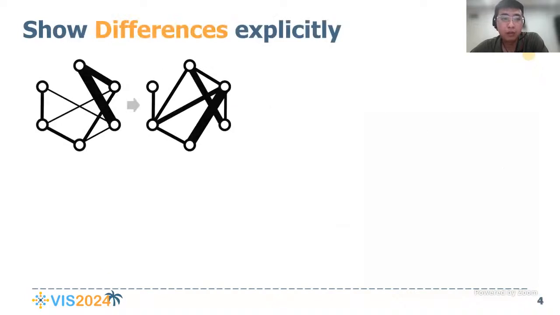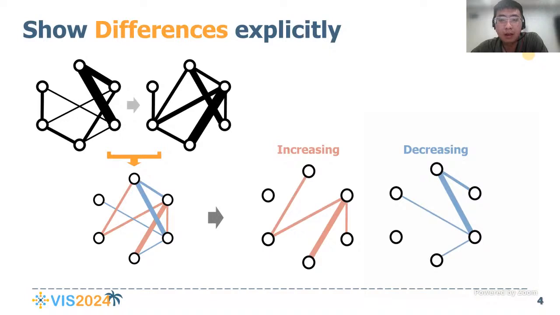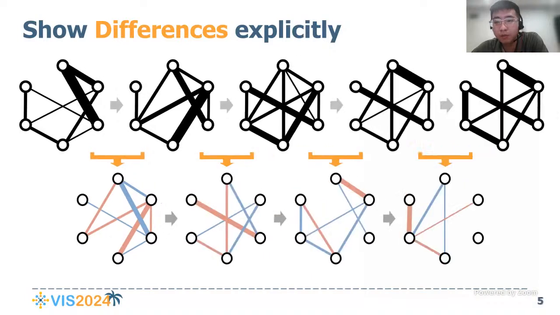And when we show the differences explicitly, like we show the differences between two time slices and highlight the increasing and decreasing edge weights with red and blue, it will be easy to identify the changes between two time slices. And when we show a sequence of differences between adjacent time slices, we can quickly identify the changes of a dynamic weighted graph over a period without mentally comparing the graphs.